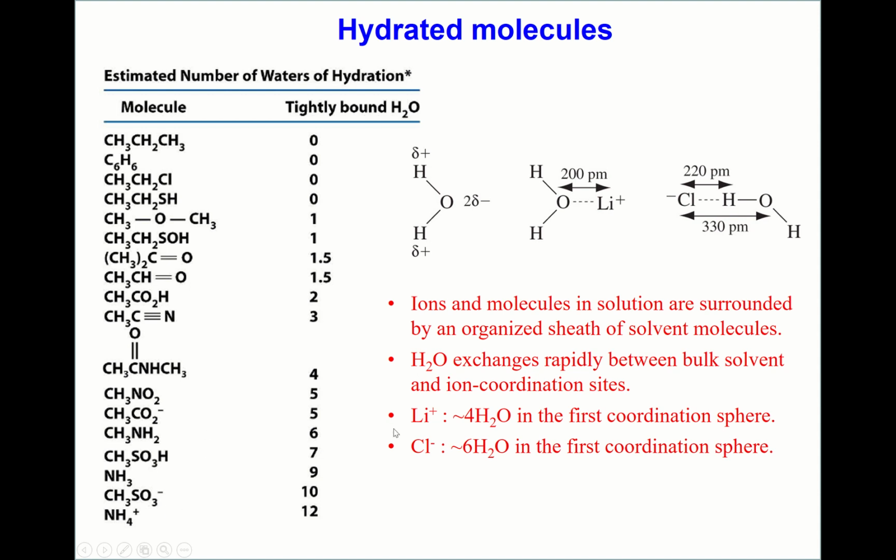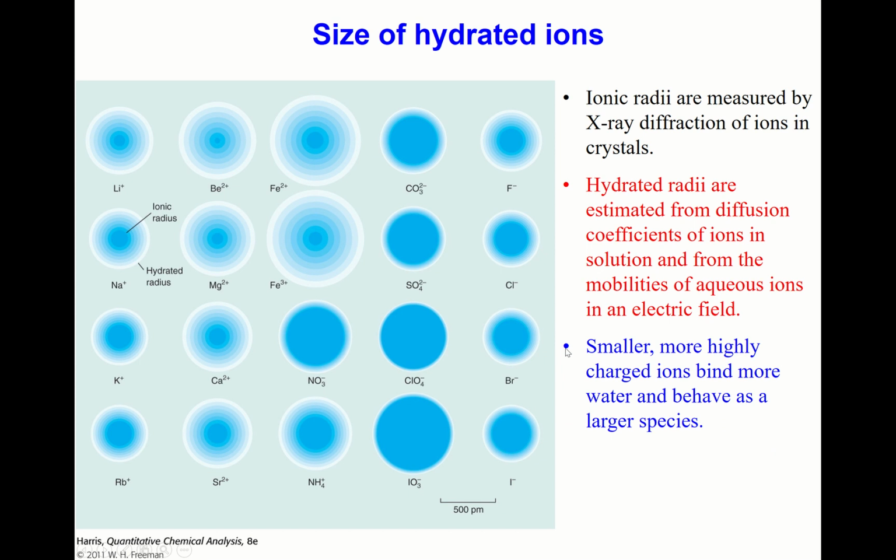So the important point is that in aqueous solution, many species have water molecules around them. So we have to consider the hydrated ion size. In general chemistry, you've already learned the size of the elements in the periodic table. And lithium size is very small.